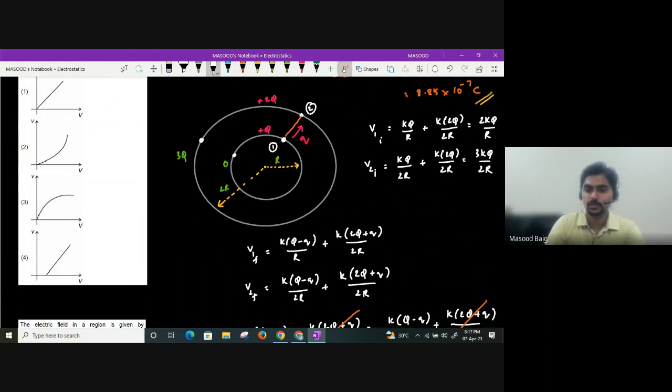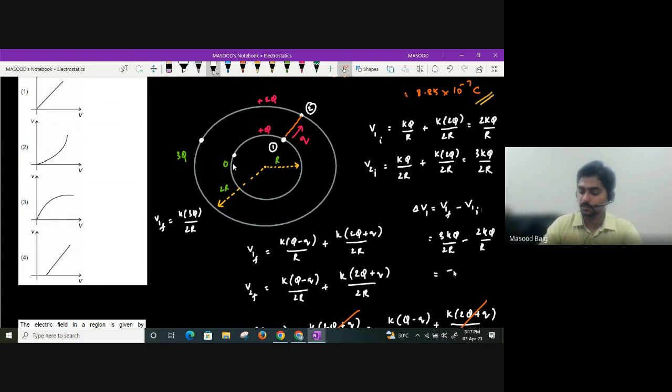So what is the new potential on first, V1 final if I consider. Due to the inner shell, it will be 0. But due to the outer shell, what will it be? K3q divided by 2r. This much it will be. So initially you have 2kq by r. Now it became 3kq by 2r. So what is the change in potential in 1? It will be V1 final minus V1 initial, which I can write as 3kq divided by 2r minus 2kq divided by r, which I'll get as minus kq divided by 2r, guys.